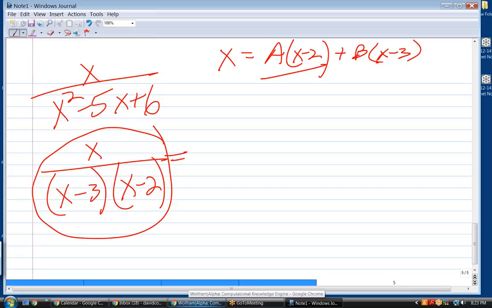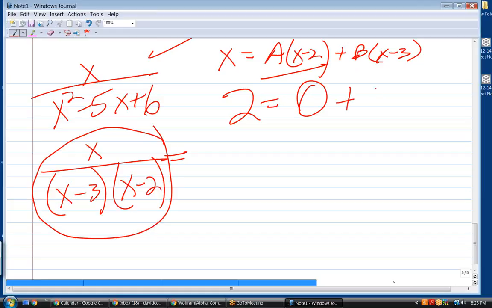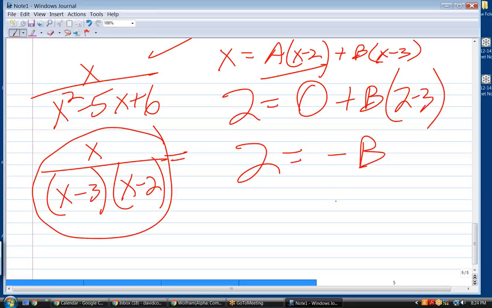How do I do that? By letting x equal 2. In other words, this has to be true for all x. No matter what x is, that equation has to be true. So I'm going to let x equal 2. Well, what happens when I let x equal 2? That term goes to 0 automatically, plus b times 2 minus 3 allows me to solve for b. I get 2 equals minus b, therefore b equals minus 2.